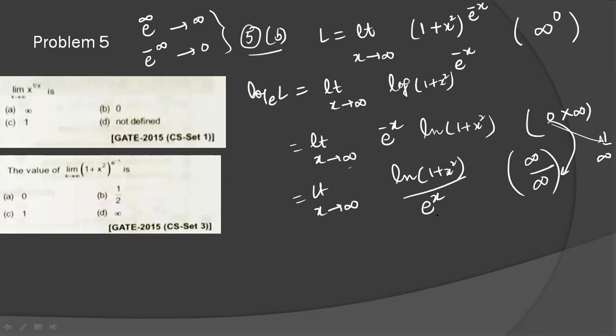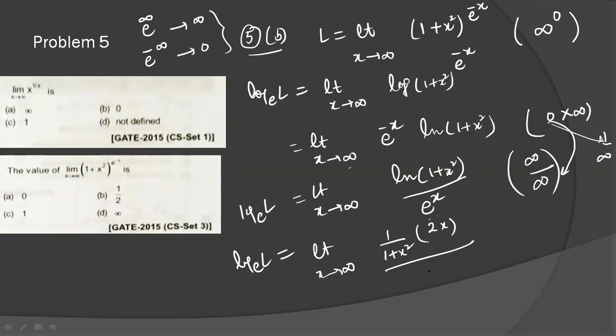Then it will be infinity by infinity form, because log infinity is infinity, and e to the power infinity is also tending to infinity. And how to tackle the infinity by infinity form? Both functions are differentiable, so we can use the L'Hospital method. The derivative of log(1 + x²) will be 1 upon (1 + x²) times 2x, and the derivative of e to the power x will be e to the power x only. Now it will be the limit x tending to infinity of 2x upon e to the power x times (1 + x²).